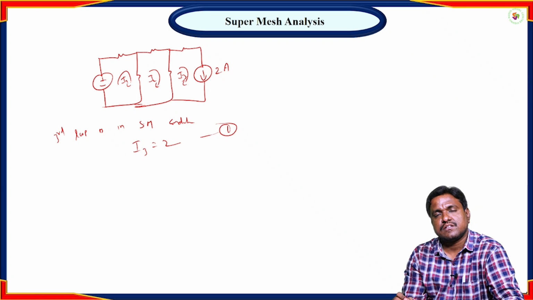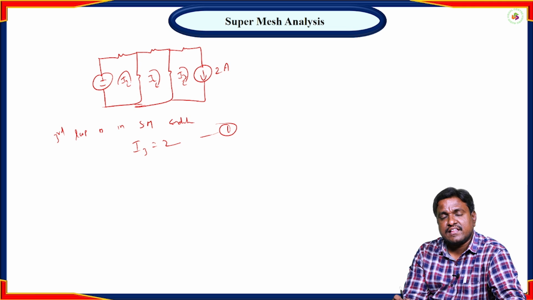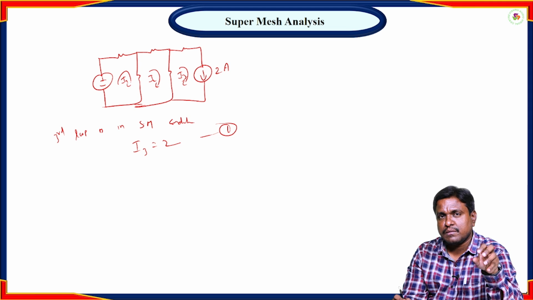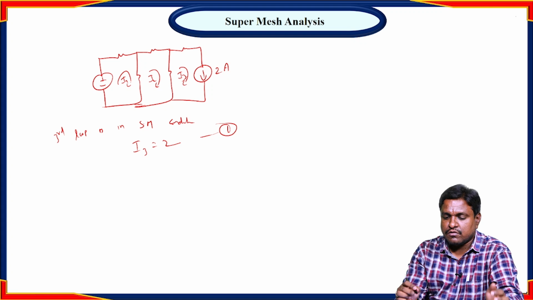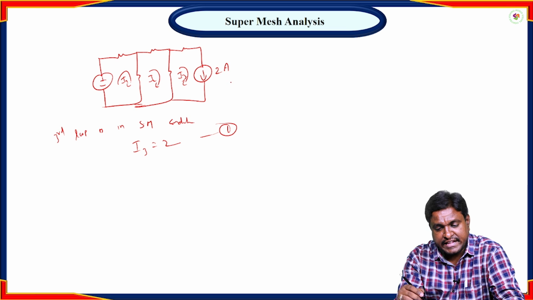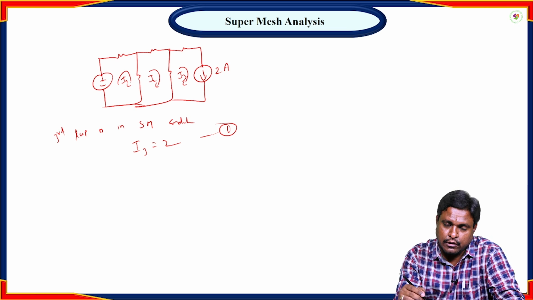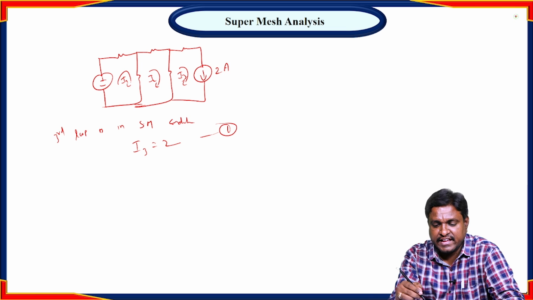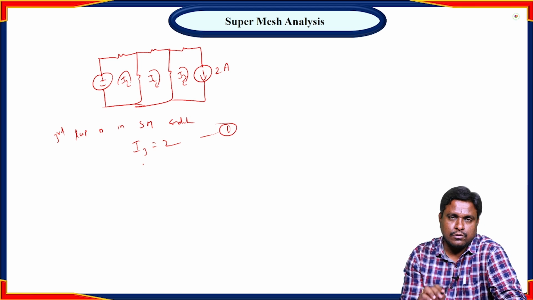This is the first equation. As there is a current source only in the particular loop, we are going to get the super mesh equation only for a particular loop. So as the direction of the loop current I3 is the same as the current source, we get I3 equal to 2 amperes. Say if the direction of the current source is opposite to the loop current, we get the value as I3 equal to minus 2. As here in this case the direction of the loop current is the same as that of the current source, we get the value as I3 equal to 2.